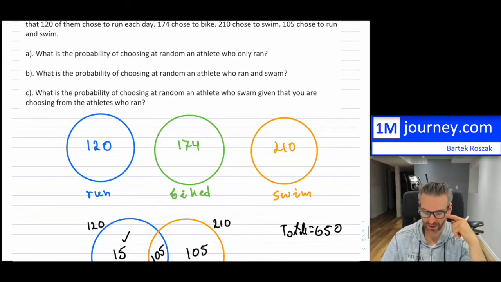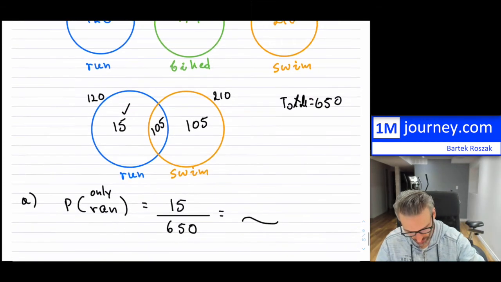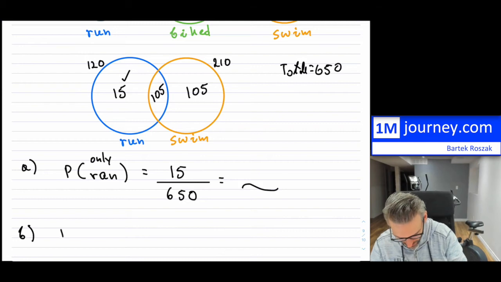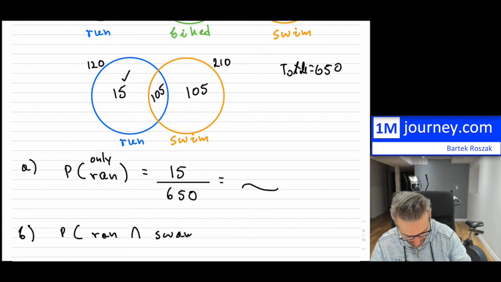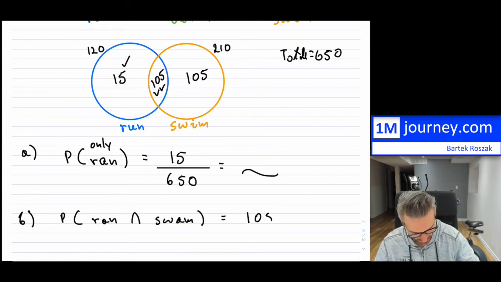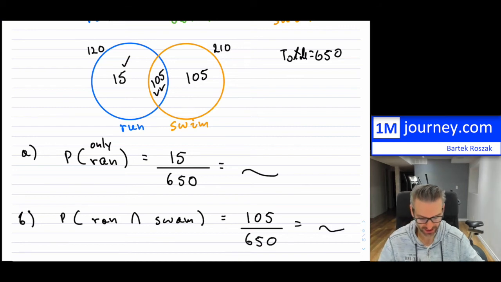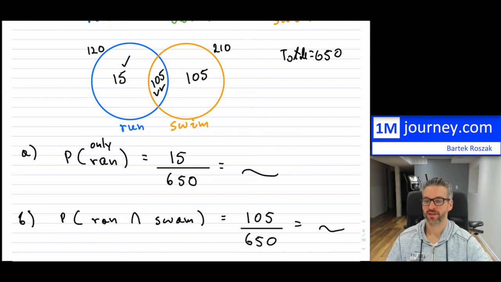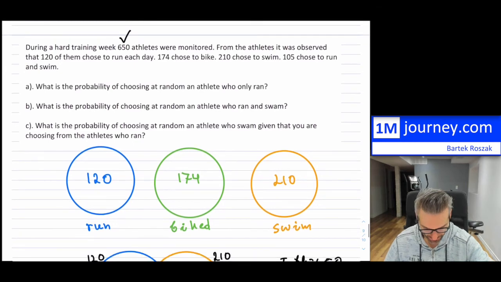Part B, what is the probability of choosing at random an athlete who ran and swam? So that's B. Probability that ran and swam. Notice, that's these. We have 105 of those out of the total 650. And again, we can change that back into percent if we wanted to. So that's the probability of both running and swimming. Okay, and the key word there is and.